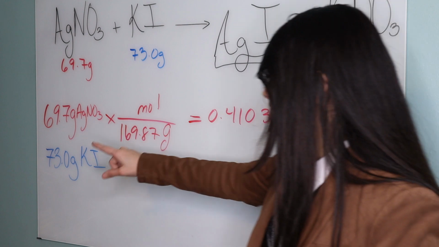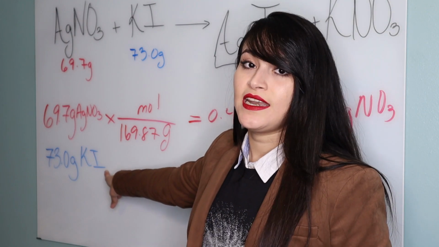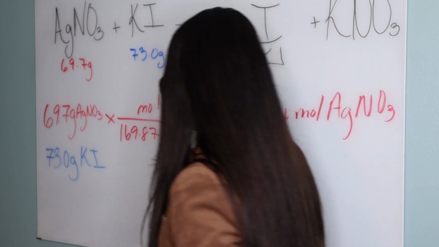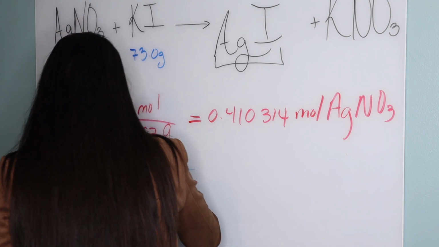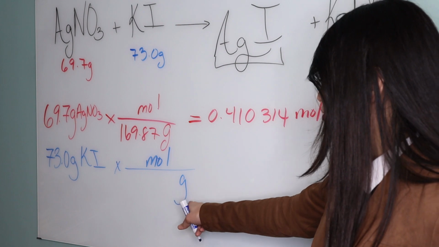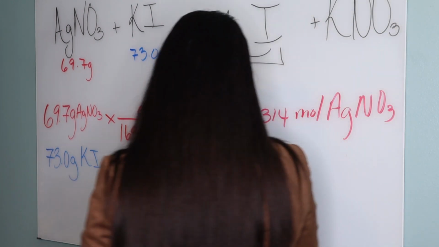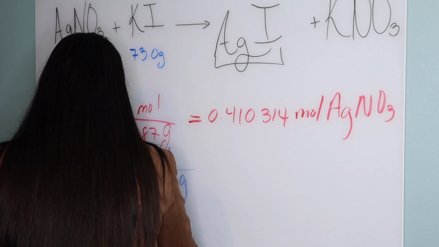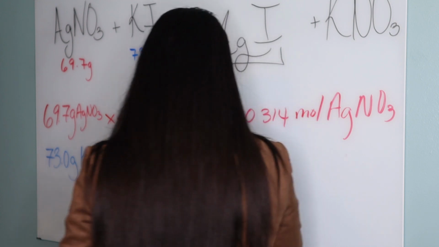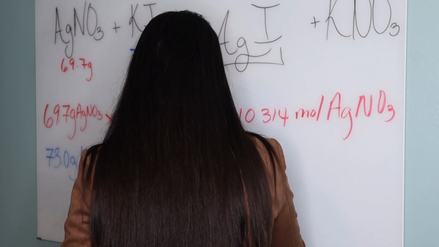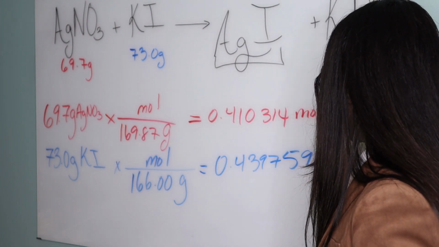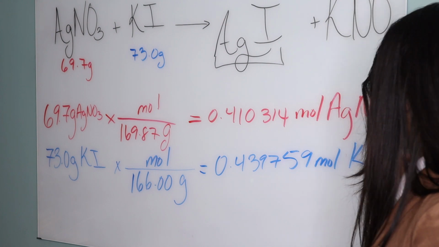Then we're going to be doing the exact same thing with our potassium iodide. We're going to go from grams to moles. So then again, what I want, which is moles, is going to go on the top, and what I want to cross out is going to go at the bottom. I want to cross out grams. So the molar mass is going to be 166.00. If you plug this into your calculator, the answer is 0.439759 moles of potassium iodide.